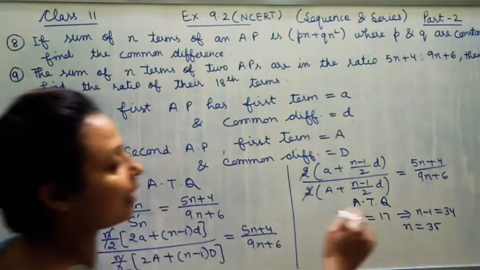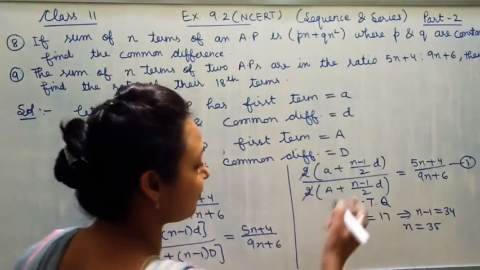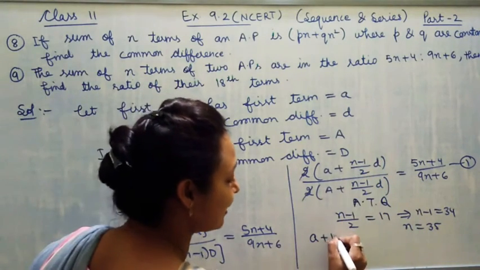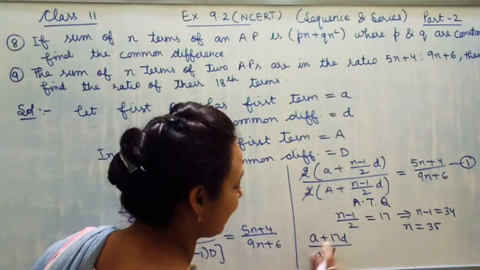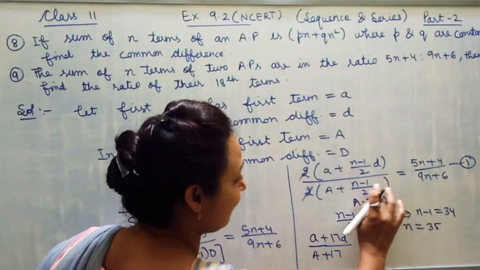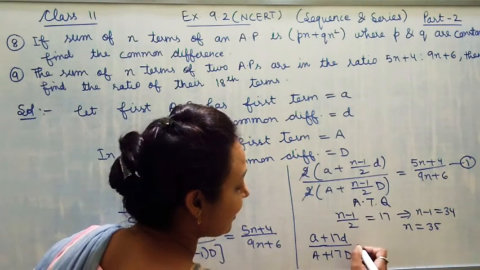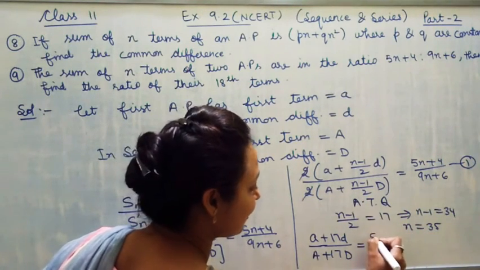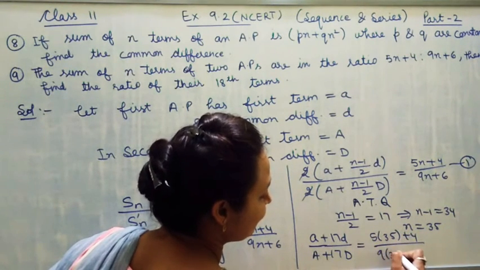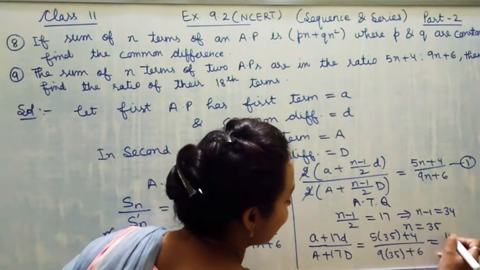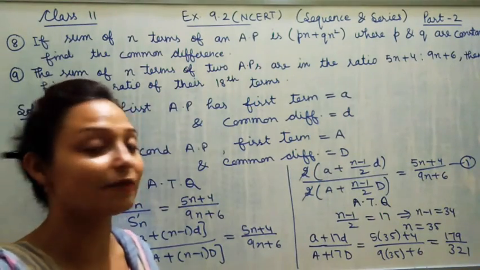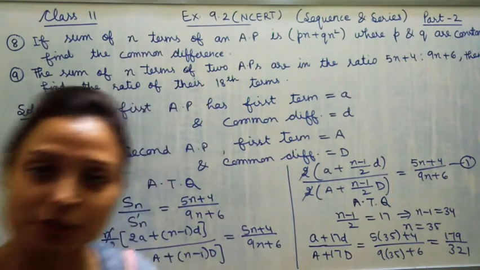So I will put the value in equation 1. That is A plus 35 minus 1, 34 upon 2, that is 17D, upon capital A plus 17 capital D, which equals, when you put in the value, 5 times 35 plus 4 upon 9 times 35 plus 6. After calculation, we get 179 upon 321. So this is the way to solve these two questions. Now come to the next question.